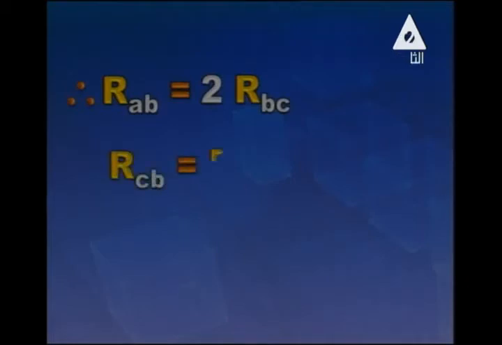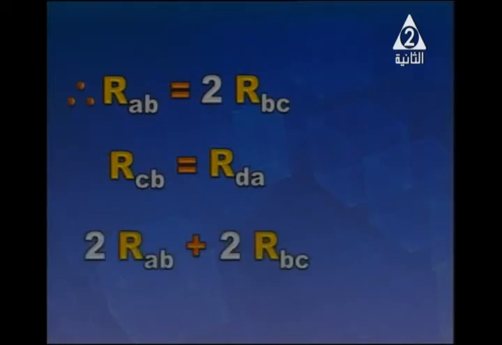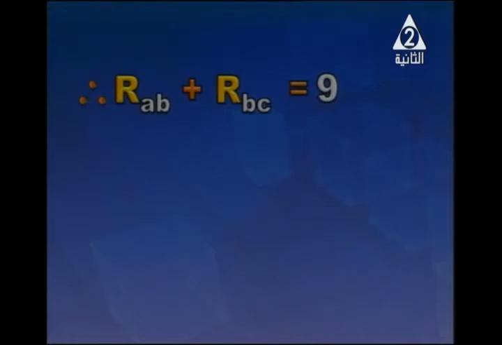Resistance of CB equals that of DA. And of course, twice the resistance of AB plus twice that of BC equals the total resistance, which is 18. So RAB plus RBC equals 9. And this is quite logical, because the portions AB and BC form half of the rectangle, so the resistance is equal to 9.